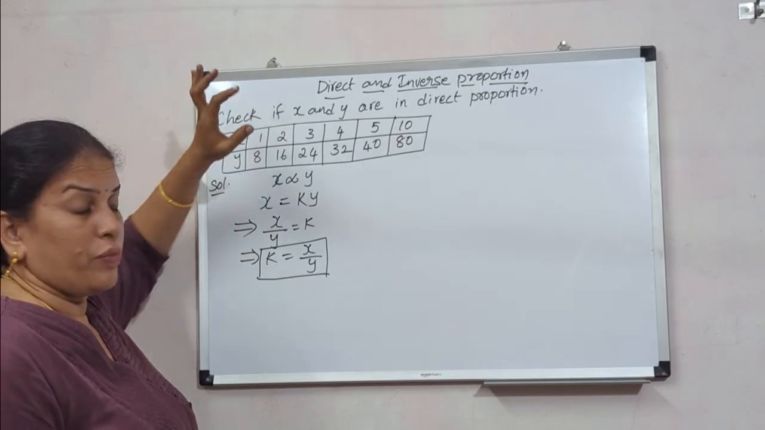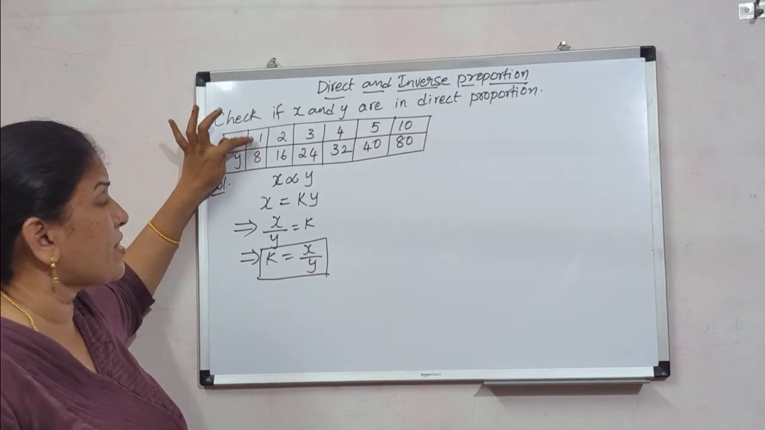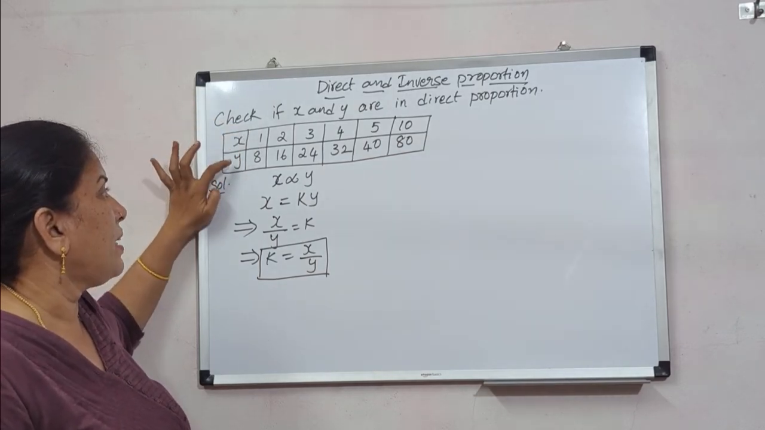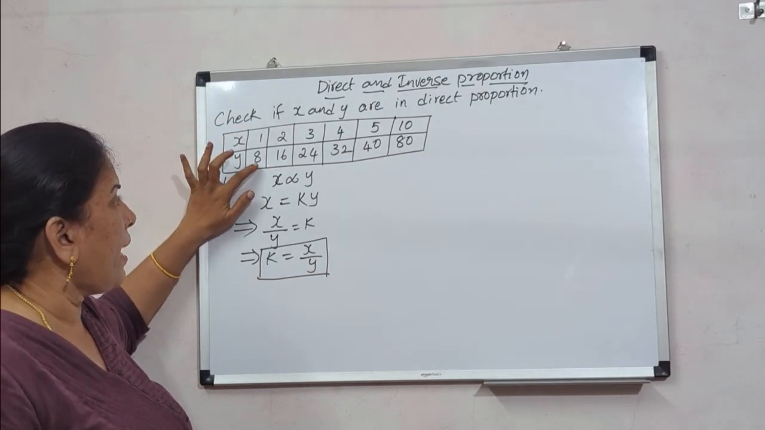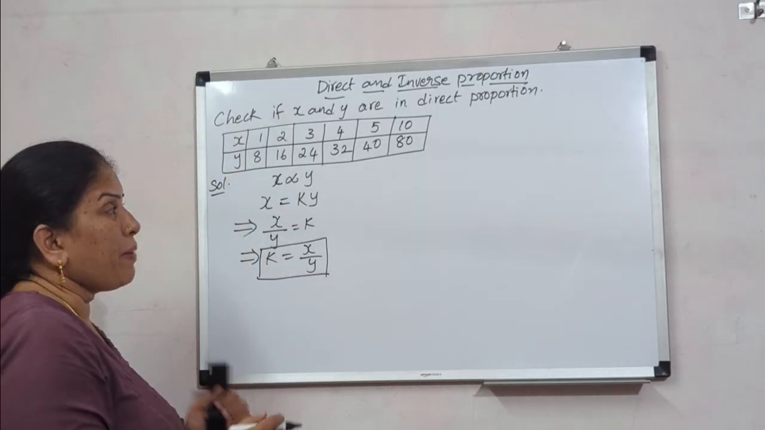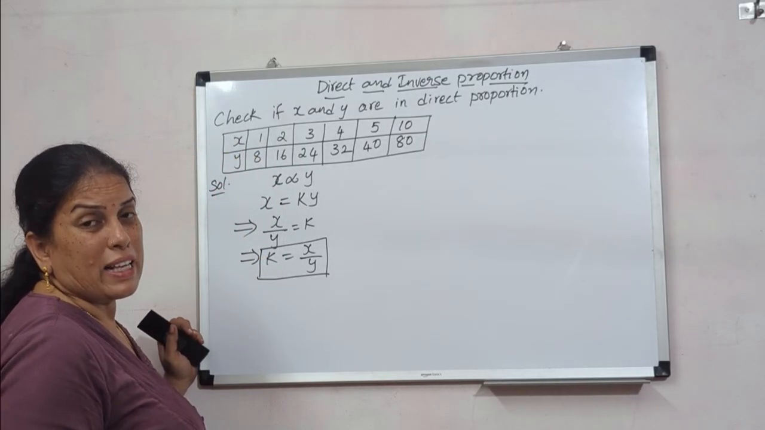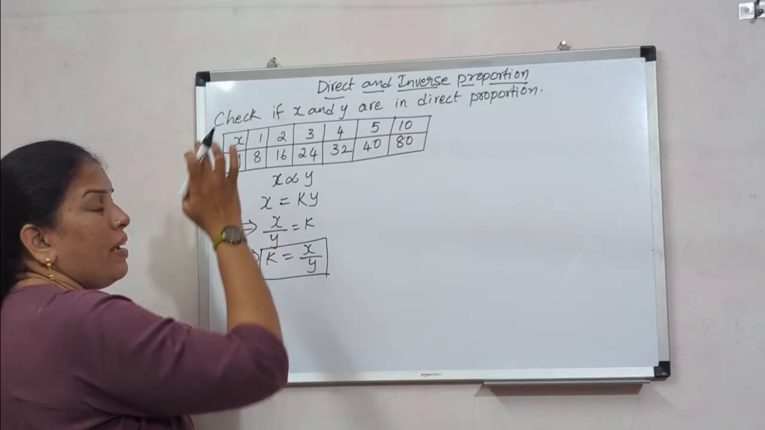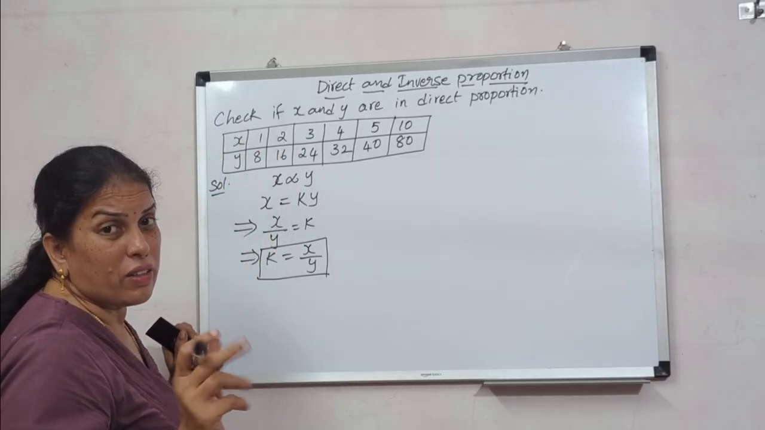For example, not the first one. See, in the first case, x is equal to 1 and y is equal to 8. Here, x is equal to 1, y is equal to 8. That means x by y value, how much? 1 by 8. So, the constant is 1 by 8.